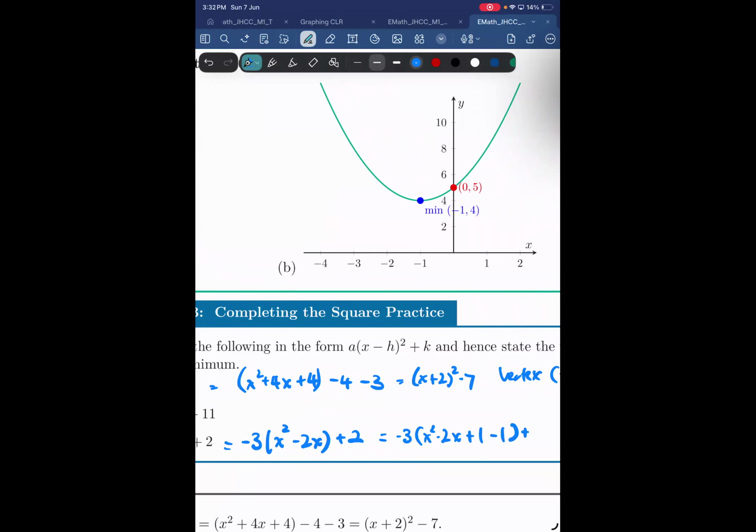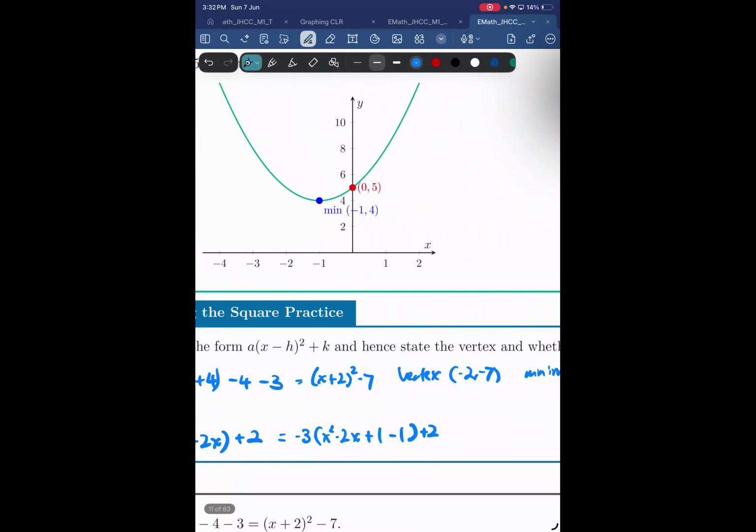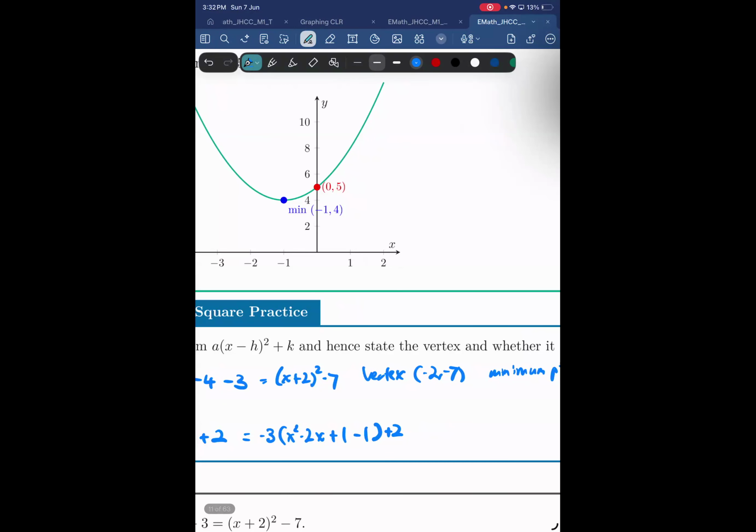Then outside is still plus 2. Then these three guys here will form a completed square again. This one will be x minus 1 squared.